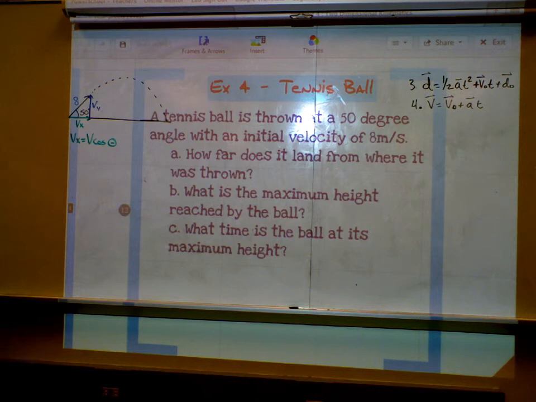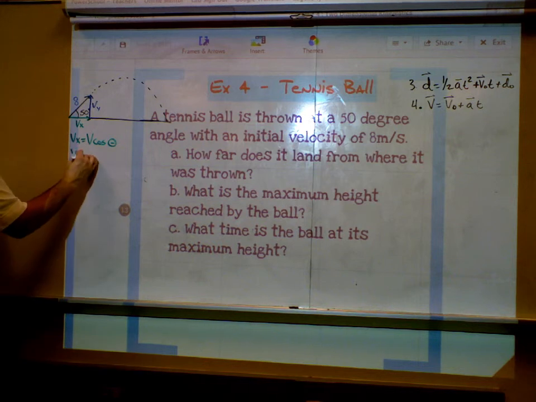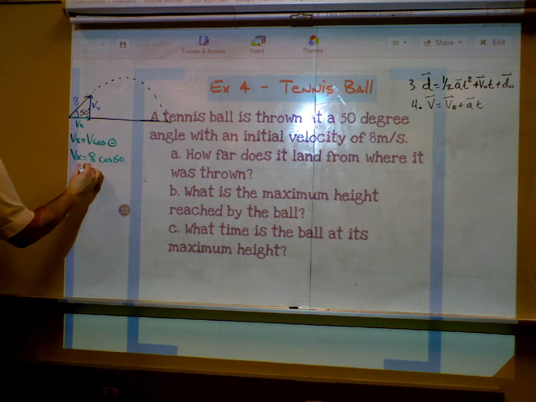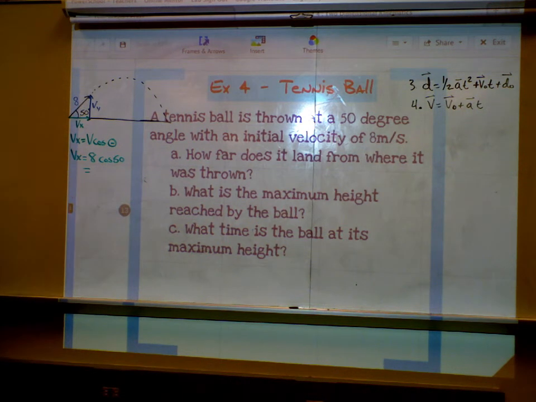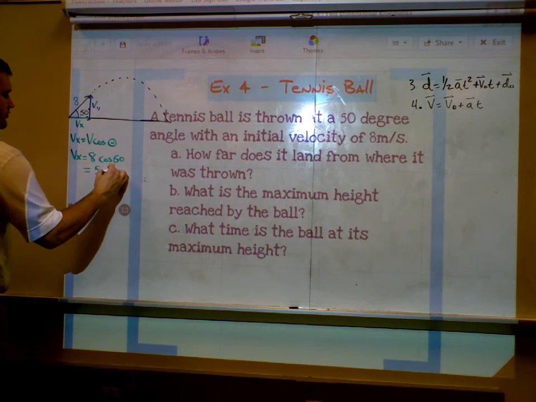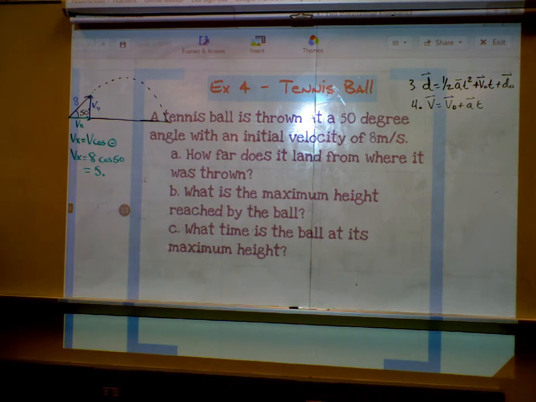What's theta? Theta is the angle. The angle, right? Which is what? 50. And what mode do we have in our calculator? Degrees, good. So do 8 cosine 50, and what do we get? 5.14. I got 7.7. Make sure you're in degrees. Hit the mode button. So 5.14 and 7.7.